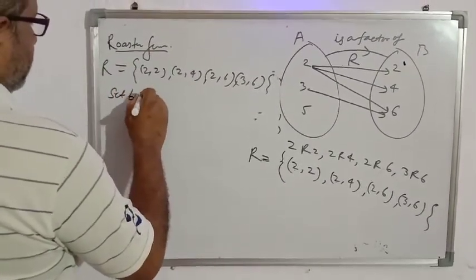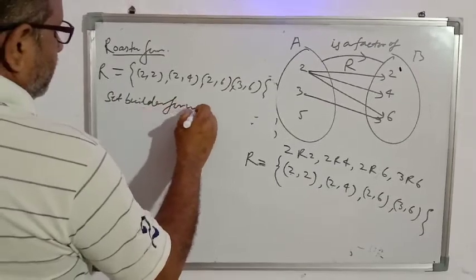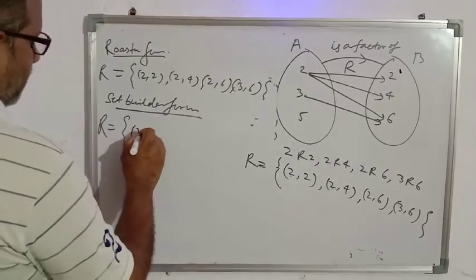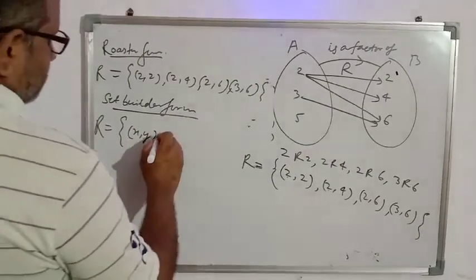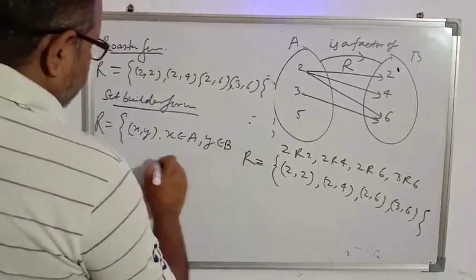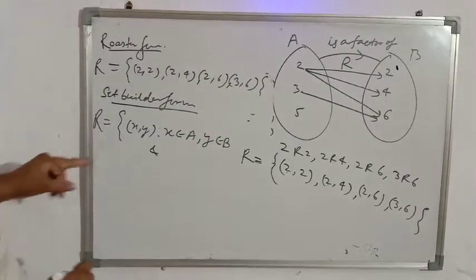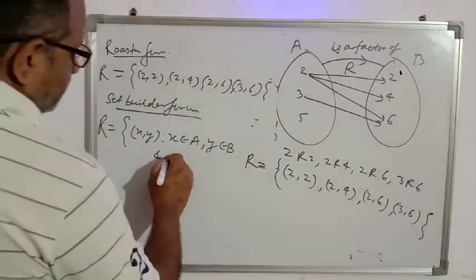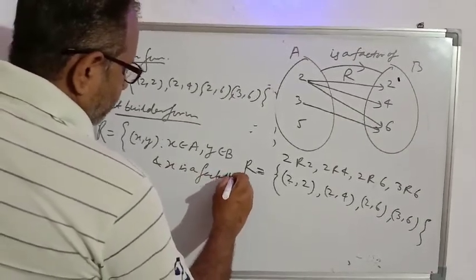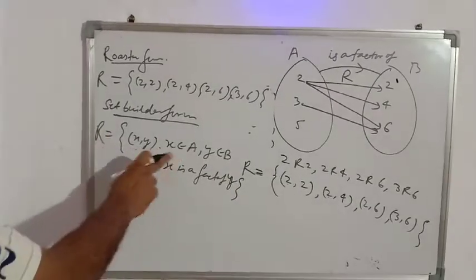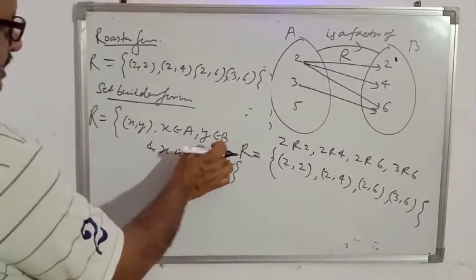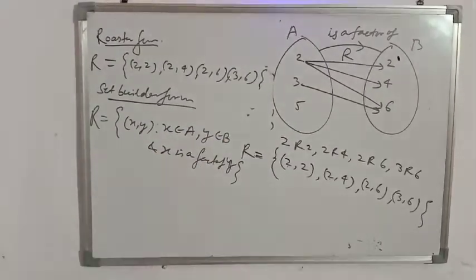And set builder form. How will we represent the relation set R in set builder form? We will use the variables x, comma y, such that x belongs to the set A, y belongs to the set B, and we will write the name of the relation between x and y. So x is a factor of y. It is set builder form.